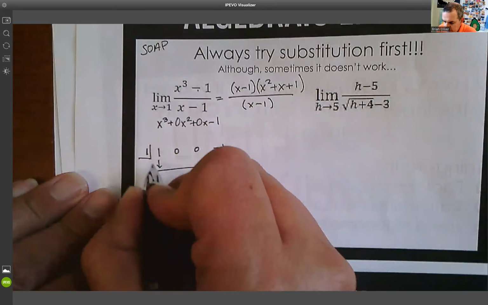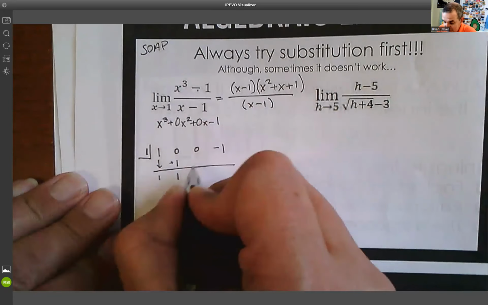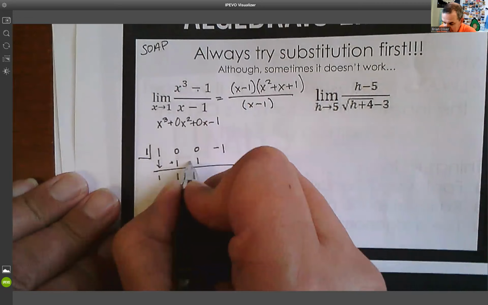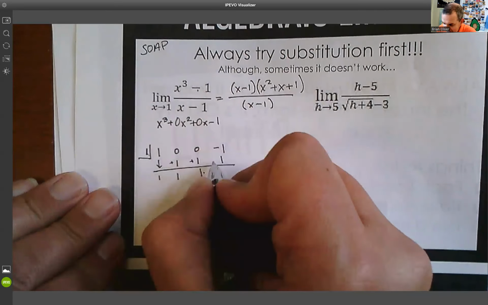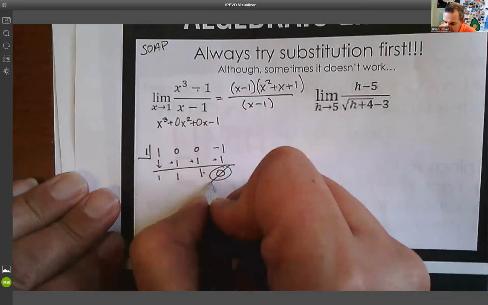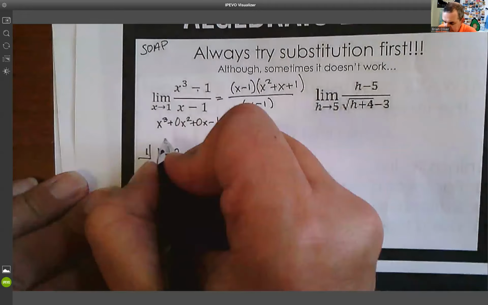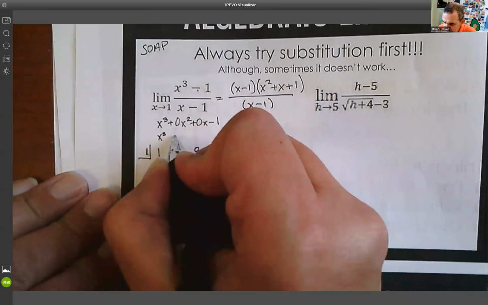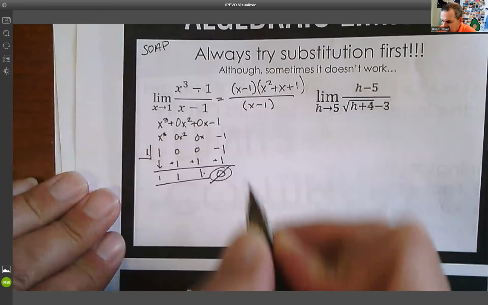Bring the 1 down. 1 times 1 is 1. 0 plus 1 is 1. 1 times 1 is 1. 0 plus 1 is 1. 1 times 1 is 1. -1 plus 1 is 0. I have no remainder. Because again, if you think about it, this is the x cubed. This is the 0x squared. This is the 0x, and this is the -1.